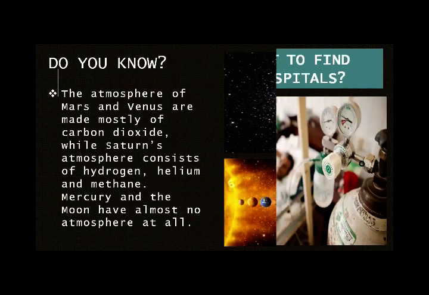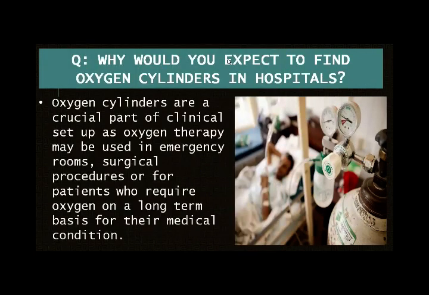Okay, beta. Now, this question is present in your book, and this is the answer. This is a challenging part of your book. Why would you expect to find oxygen cylinders in a hospital? Oxygen cylinders are a crucial part of the clinical setup, as oxygen therapy may be used in the emergency room, surgical procedures, or for patients who require oxygen on a long-term basis for their medical condition. Students, please take a screenshot of this slide because it is the challenging part of your chapter.